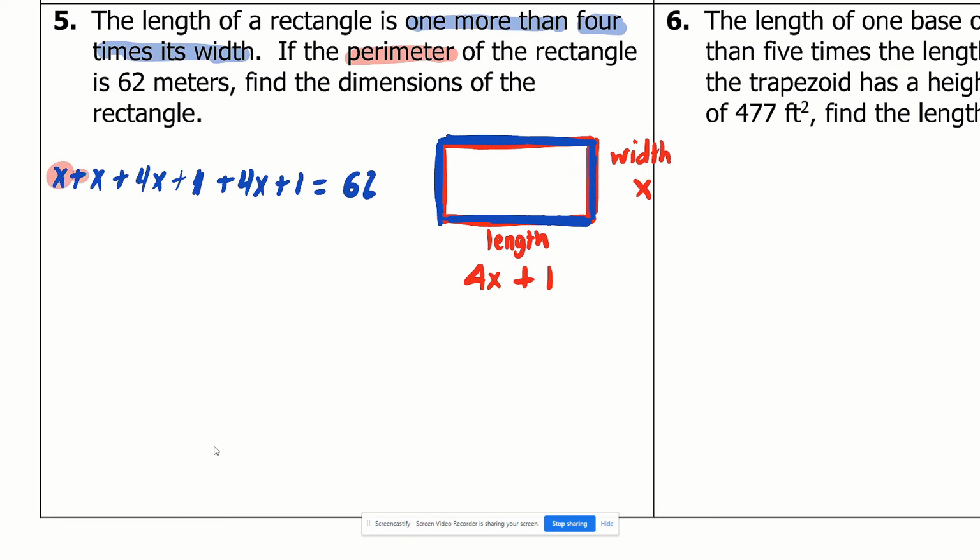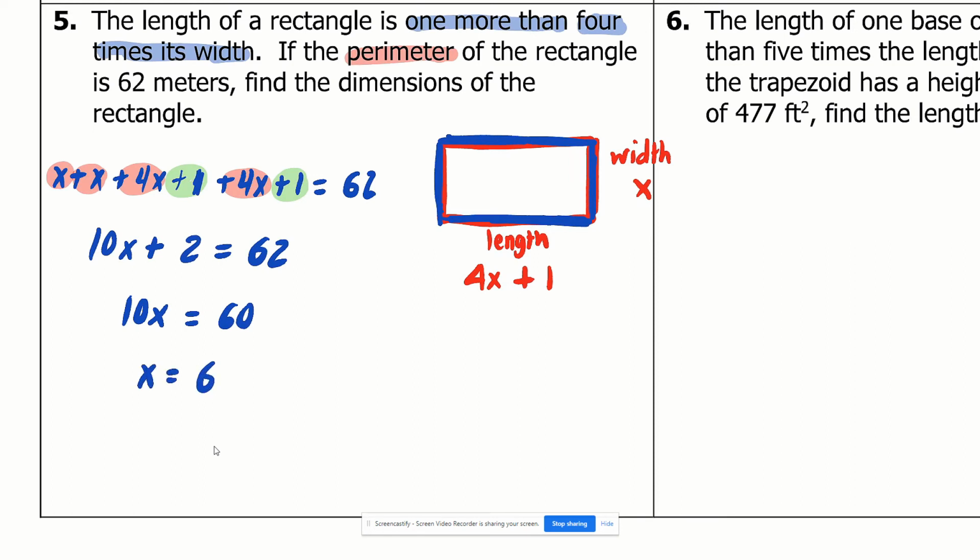But here's what I'm left with. My like terms are 1x plus 1x plus 4x plus 4x. What is x plus x plus 4x plus 4x? So I got 10 x's. But I also have this positive 1 plus 1. What is that? Plus 2. So I got 10x plus 2 equals 62. And now it's a simple problem, right? What am I going to do? I'm going to subtract 2, so 10x equals 60. And then I'm going to divide by 10. So x equals 6.